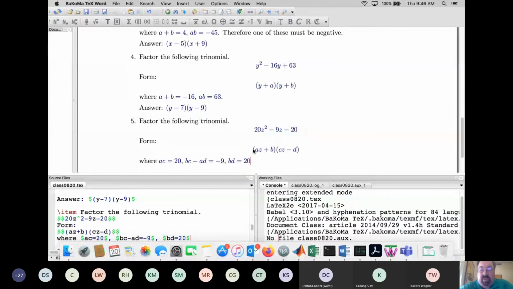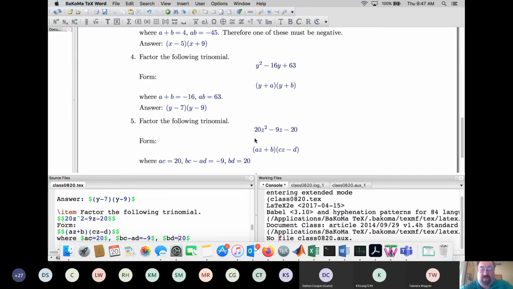So what happens here is if you were to FOIL this out, as I mentioned last time, a times c must equal this coefficient. Then from the outer terms, we have a times minus d, and then the inner terms, b times c. So bc minus ad has to equal minus 9. But we have 4 unknowns there. And then minus bd equals minus 20. Therefore, bd by itself must equal plus 20.